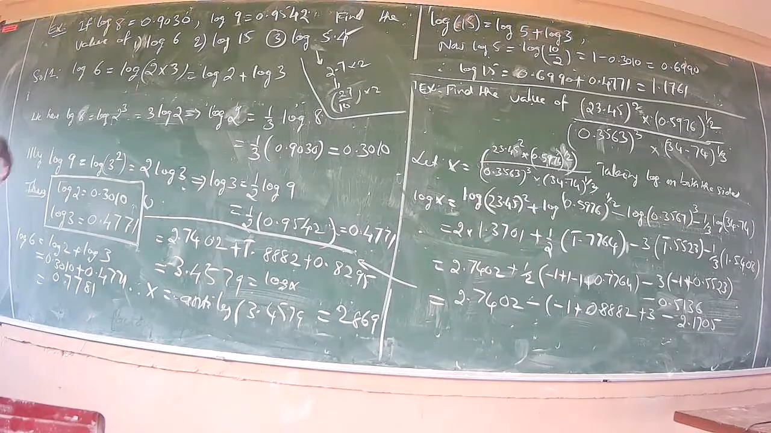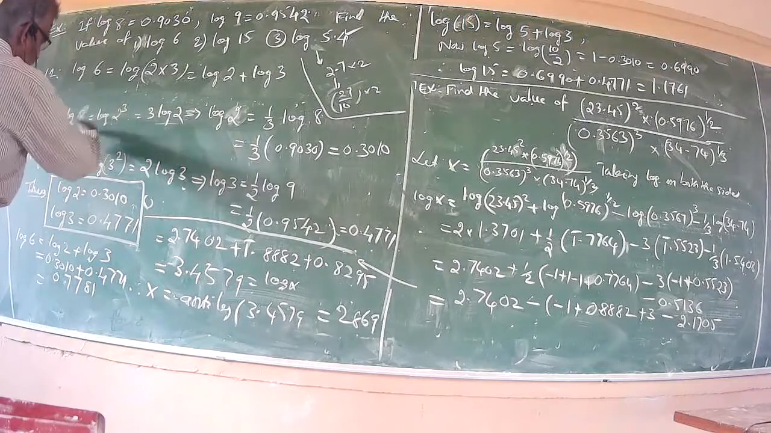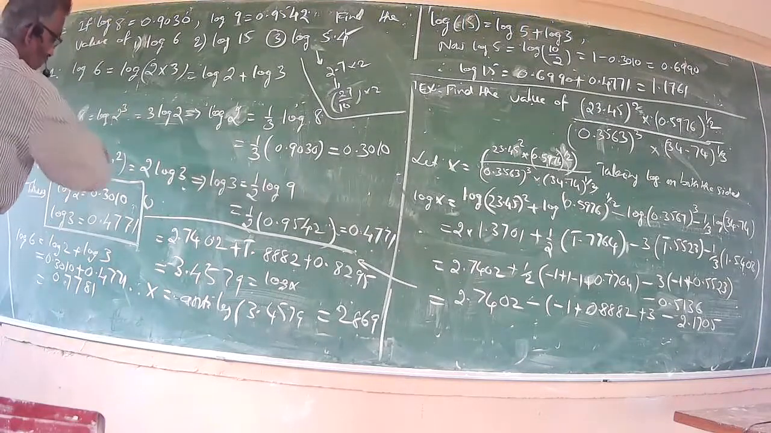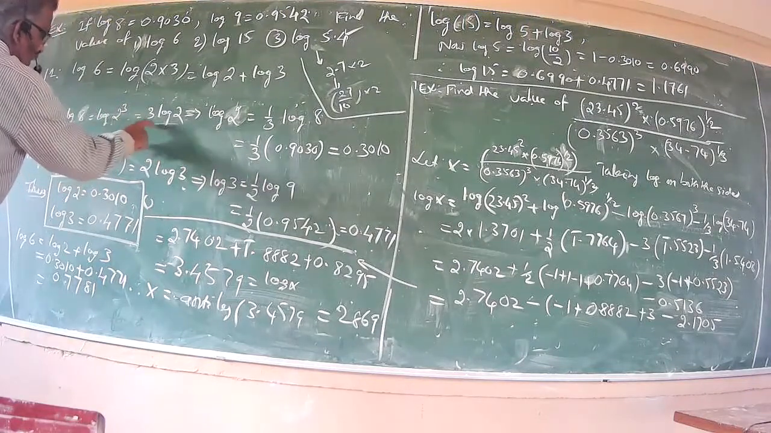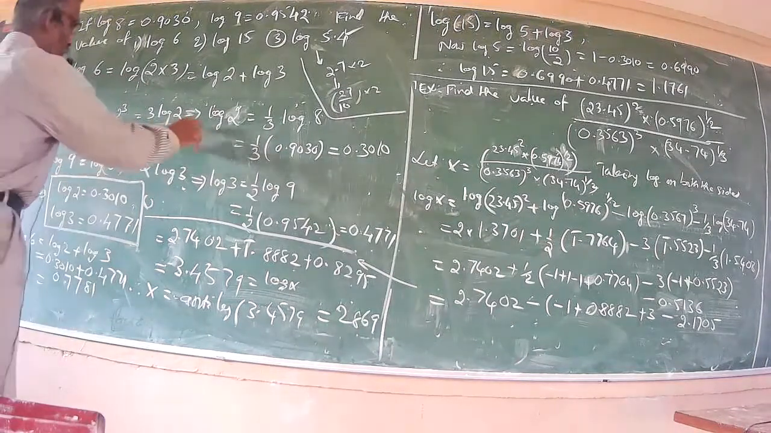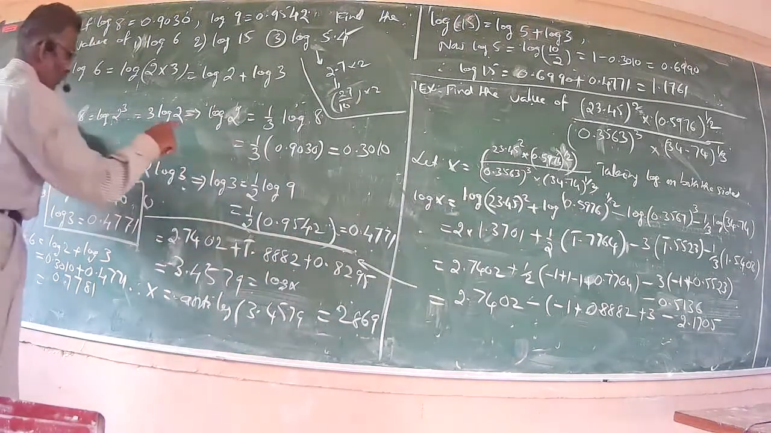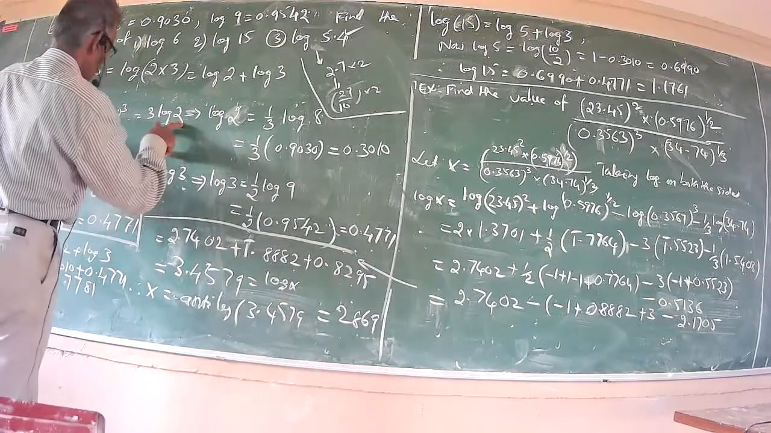Again, applying the logarithm rule here: log of a raised to m equals m into log of a. Applying that rule, that becomes 3 into log of 2. So that is the simplification. Log of 8 equal to 3 into log of 2.